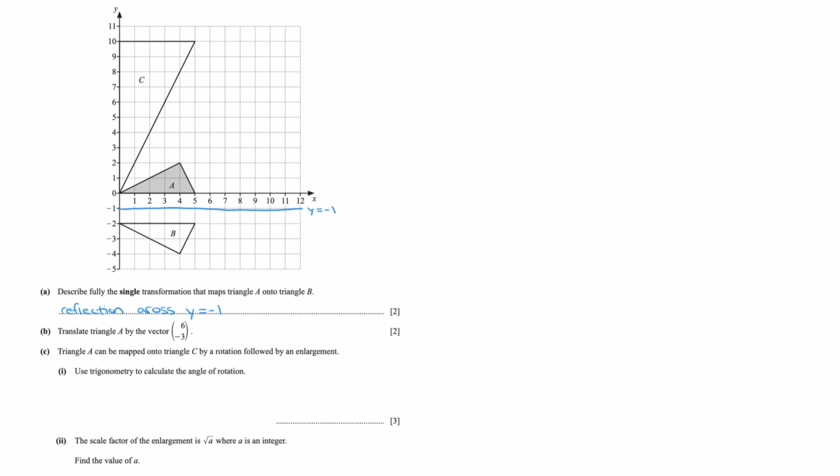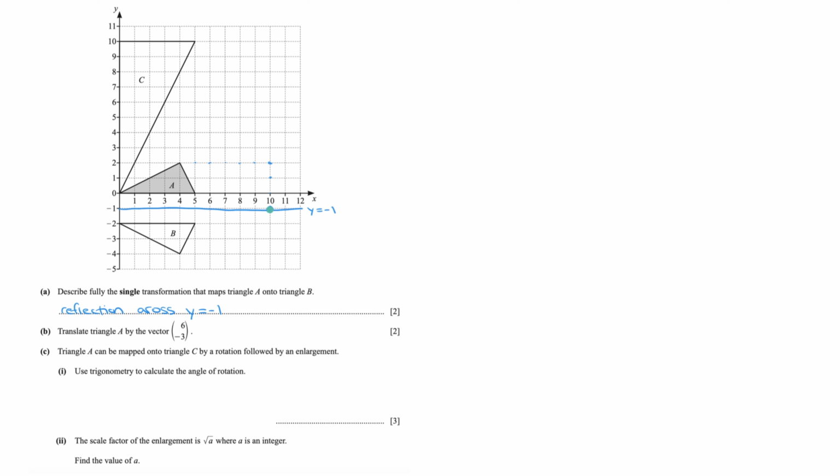There we go. Next, we're told to translate triangle A by the vector (6, -3). So each and every single point of triangle A gets moved 6 units to the right and 3 units downwards. So let's see, if I start with this point right here, if I move that across 6 units to the right, so that's 1, 2, 3, 4, 5, 6, and 3 units downwards, 1, 2, and 3 right here. And since I've already used blue, perhaps I'll change color.